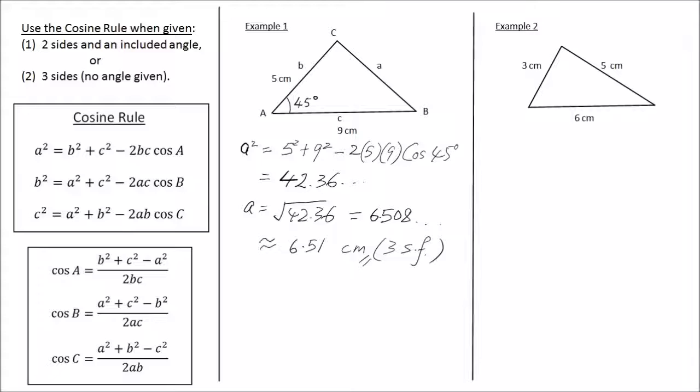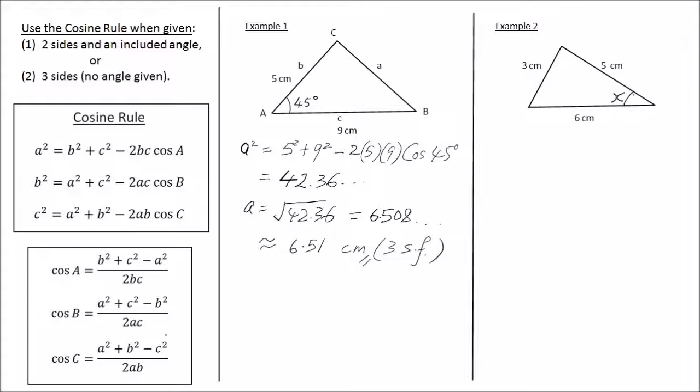Now let's look at example 2, where we are given three sides and we want to find one of the angles. Let's say this is the angle we want to find. So let's call this angle x.